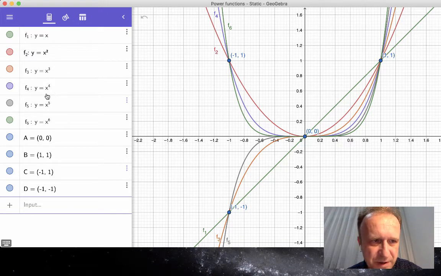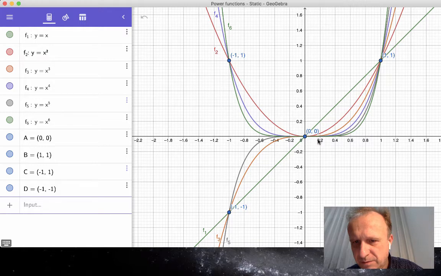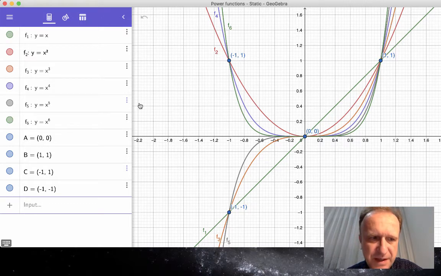Then there is y equals x to the power of 4, which is in this color here, so it's like that. It's similar to a parabola, but it rises somewhat slower at first and then increases very fast, and also on the left hand side, etc.